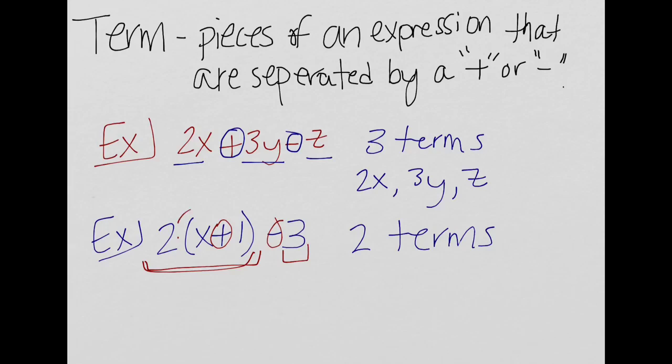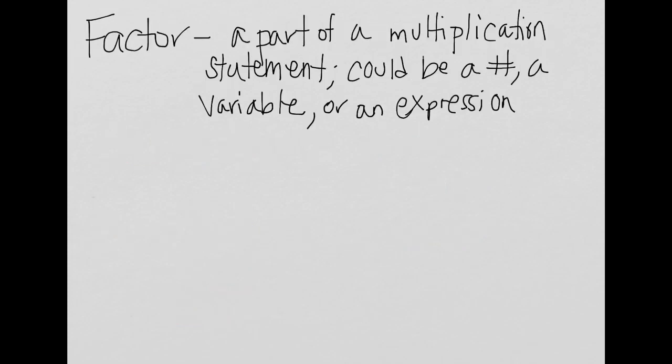Alright, now if I were to go distribute and get 2x plus 2 minus 3, now I can see your valid argument. There's a plus, there's a minus, and there's 3 things. So we just turned it into a 3-term expression instead of a 2. But if you don't distribute at this step, there are only 2 terms. So make sure you're being careful.